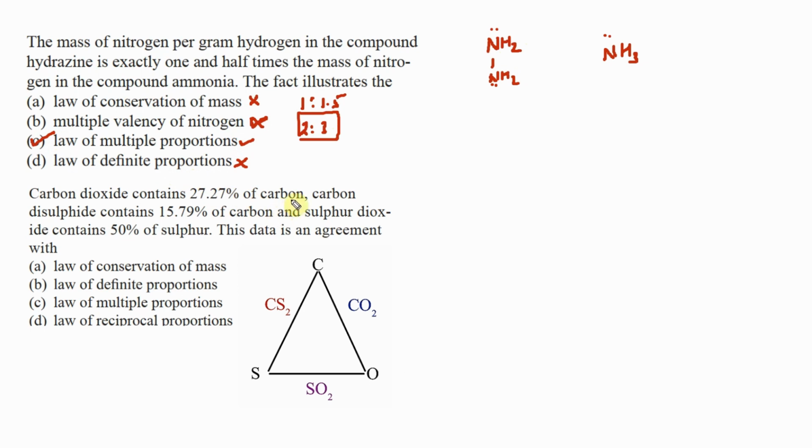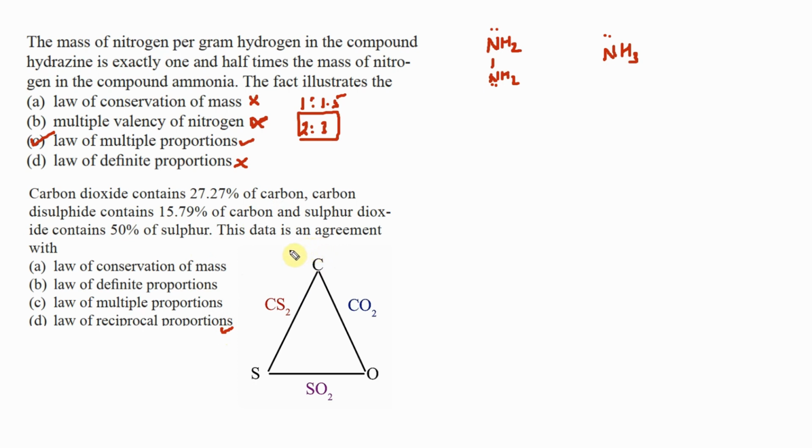Carbon dioxide contains 27.27 grams of carbon. Carbon disulfide contains this. The data is in agreement with which law? Okay. Let's do it this way. See, now they are talking about three different compounds. Right away, you can say the answer is the law of reciprocal proportion. But let's see how it works.